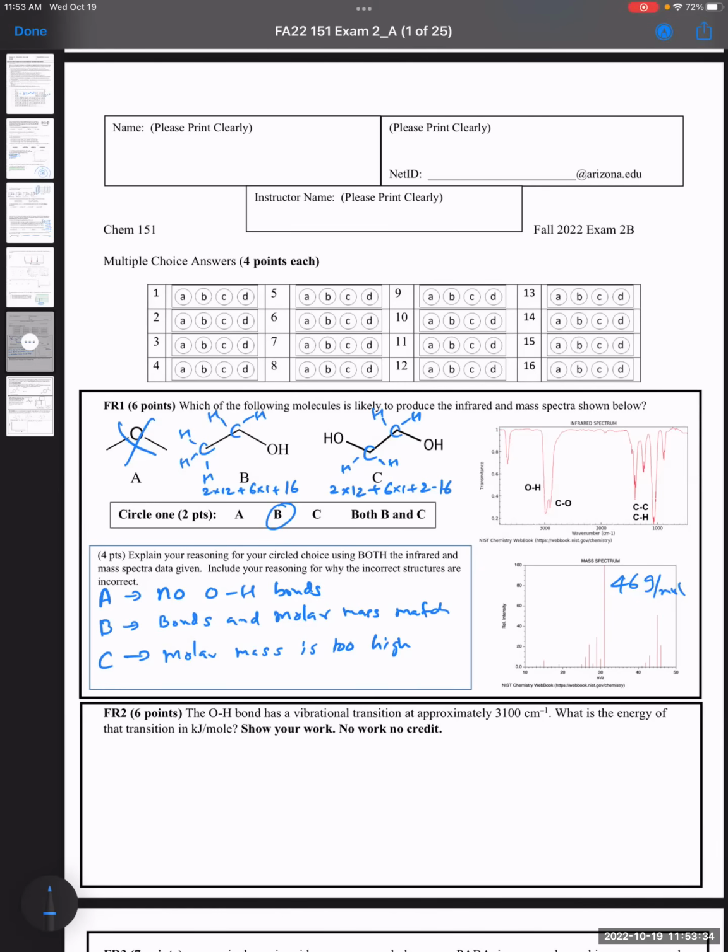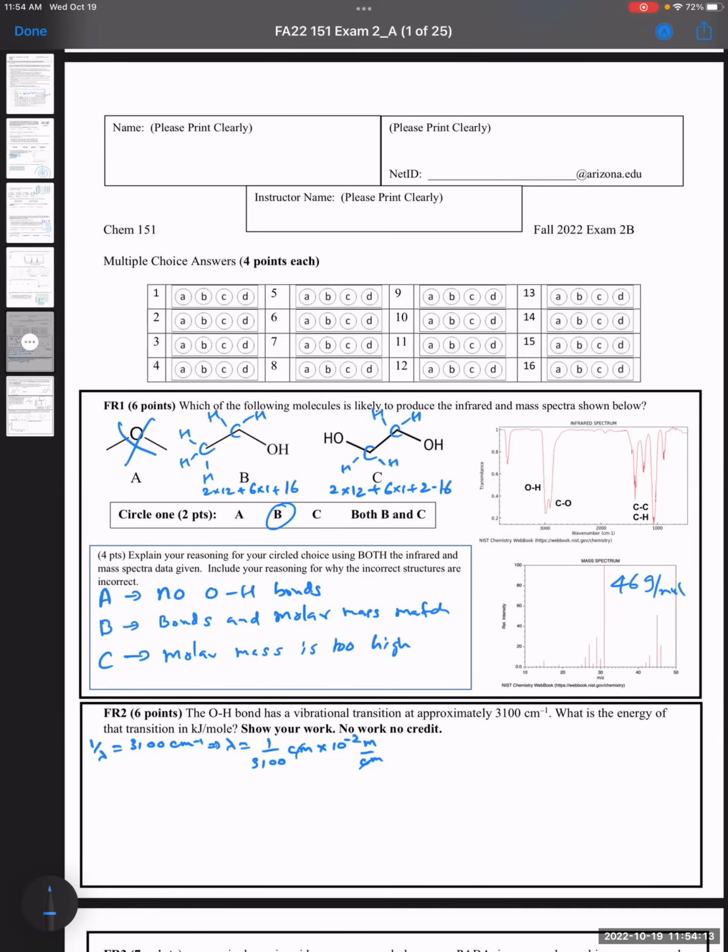Anyway, what we're given is 1 over wavelength to be 3100 per centimeters. That means the wavelength is 1 over 3100 centimeters. But what we need to do is convert this to meters. To do that, I need to multiply by 10 to the power of minus 2, because that's how many meters we have in a centimeter. So we're going to get the wavelength in meters.